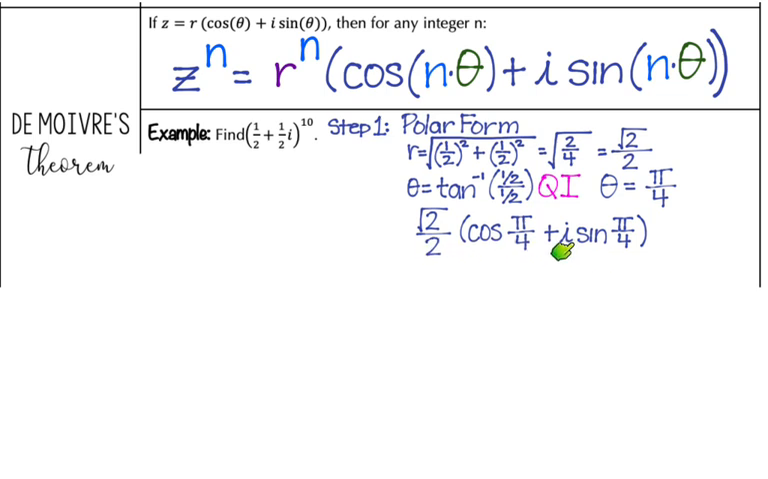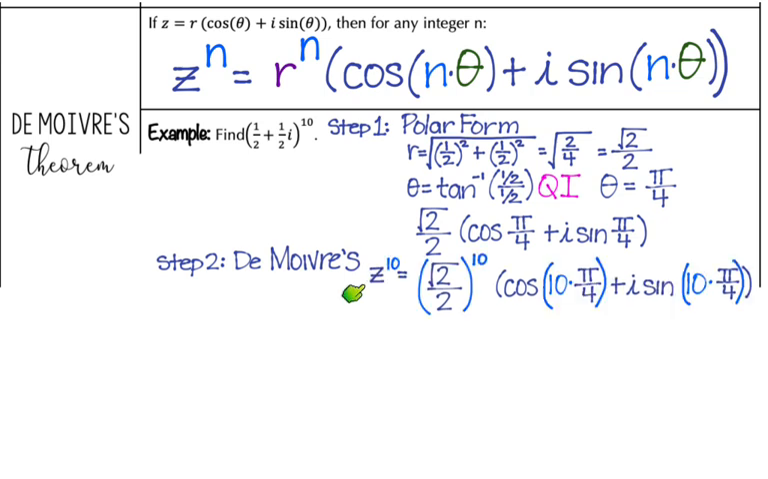Now that we have our polar form of that complex number, we're going to raise it to the 10th power. So we're going to raise the modulus, root 2 over 2, to the 10th. And then we're going to multiply the angle, the pi over 4, times 10. Well, let's take a little sidetrack over here on what root 2 over 2 to the 10th power is.